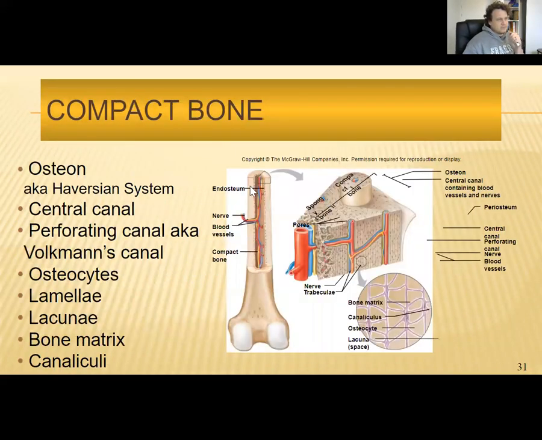Compact bone. And you can see here why it's so painful to break the bone, because there are nerves running through it. It is living.